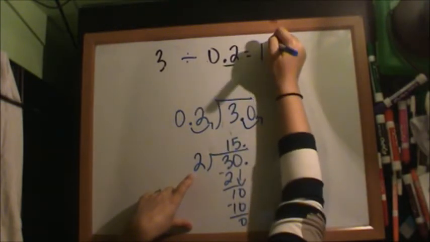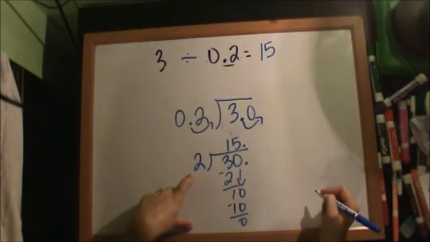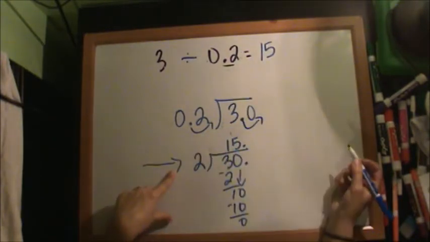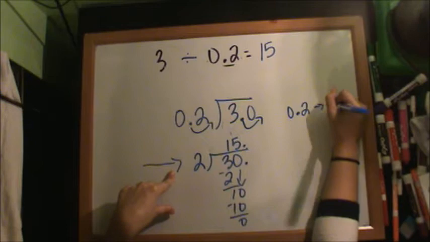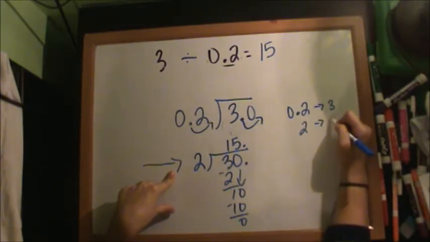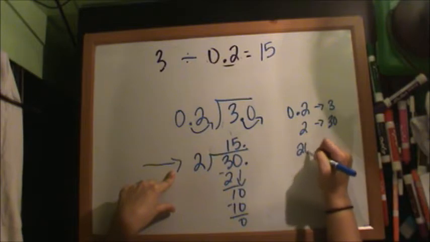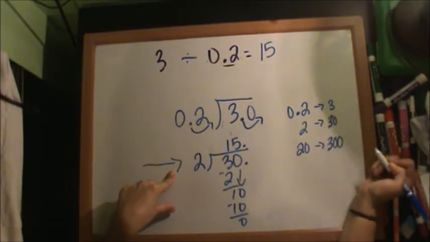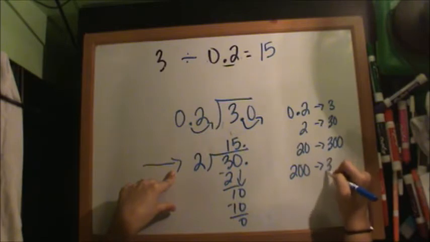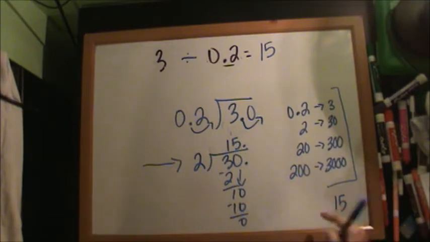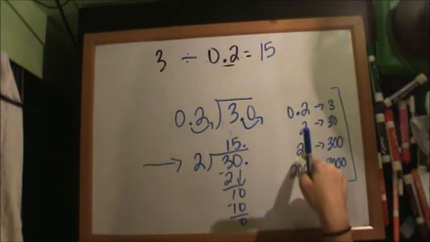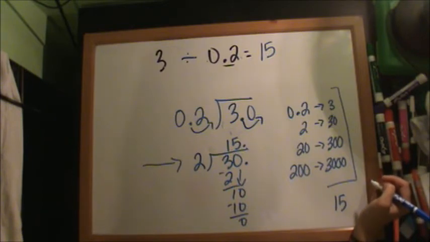Your answer is 15. And just like before, the reason it works is that these are just more friendly numbers to work with. Whether you are looking for how many times 2/10 goes into 3, or how many times 2 goes into 30, or how many times 20 goes into 300, or how many times 200 goes into 3,000, all of these answers are 15. 15 times 200 is 3,000. 15 times 20 is 300. So that is why standard algorithm division with decimals works.